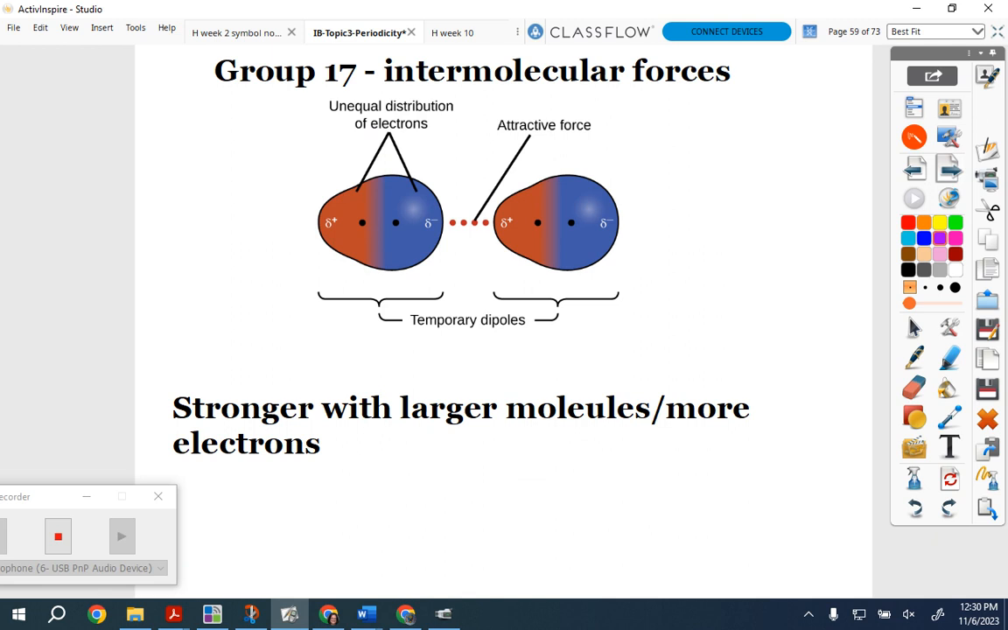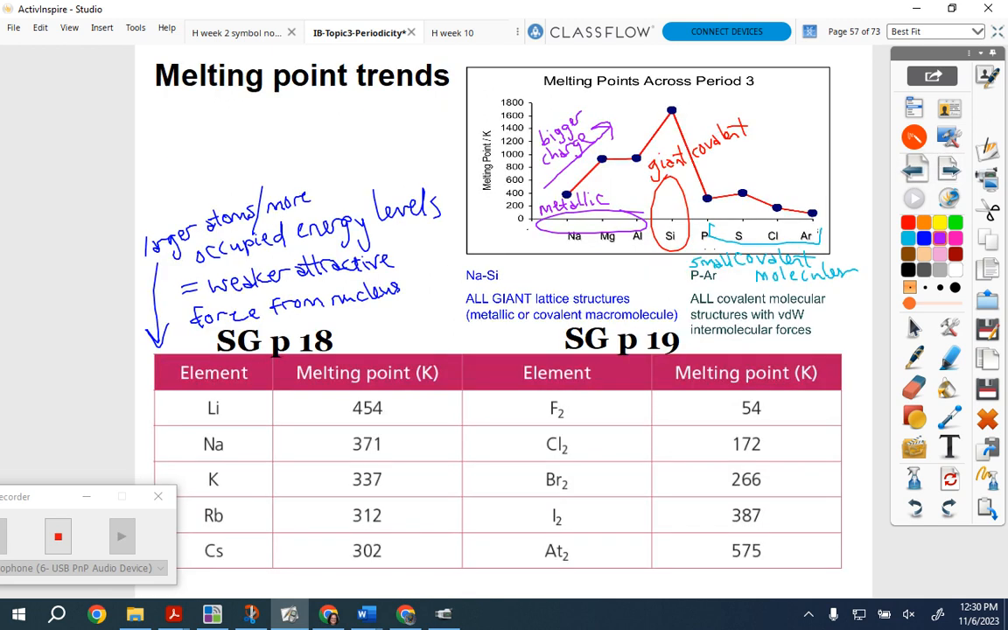Okay, in group 17, we see the opposite trend. In group 17, this is on page 19 of your study guide, going from fluorine down to astatine, we see an increase in the melting point. So we have these small covalent molecules, or in the case of the noble gases, single atoms. And as we go down the group, it gets harder and harder to separate them from each other, to take them from a solid phase into a liquid phase.